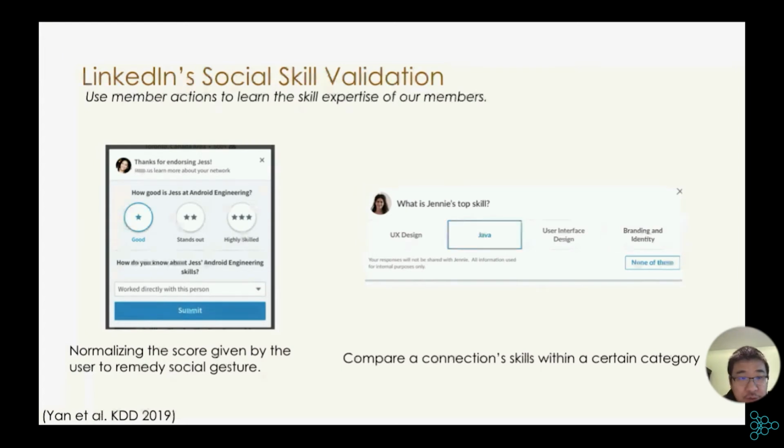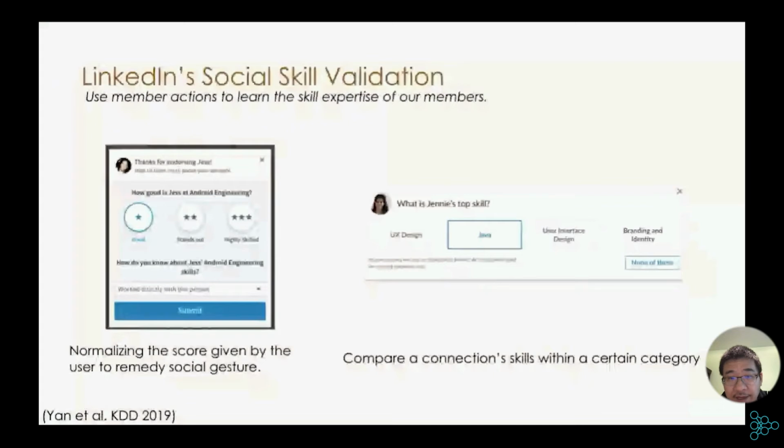We give you 3 options, right? Good, standard, and highly skilled. And you are forced to pick one of them, right? And on the right is the second product, right?